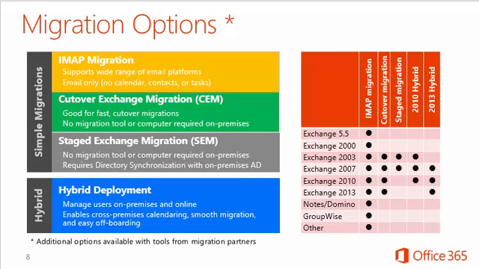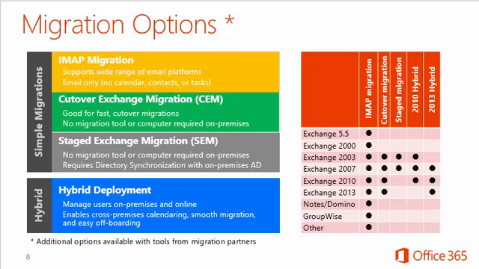Next is the staged Exchange migration, which is used when organizations want to move their users batch by batch to the cloud, and by doing so they will move all their users to the cloud eventually in the long run.